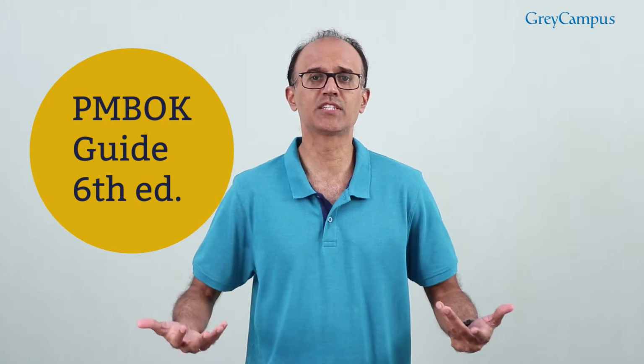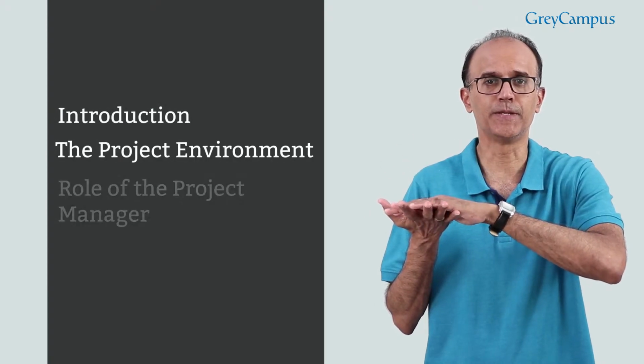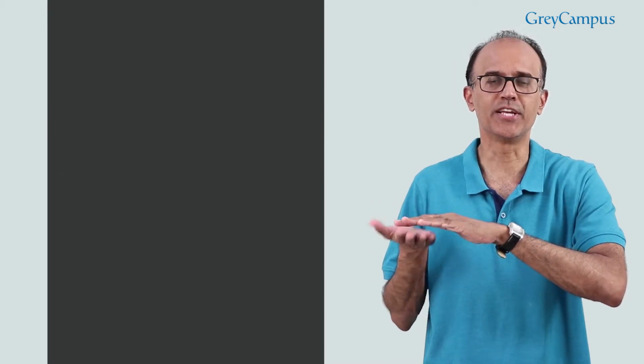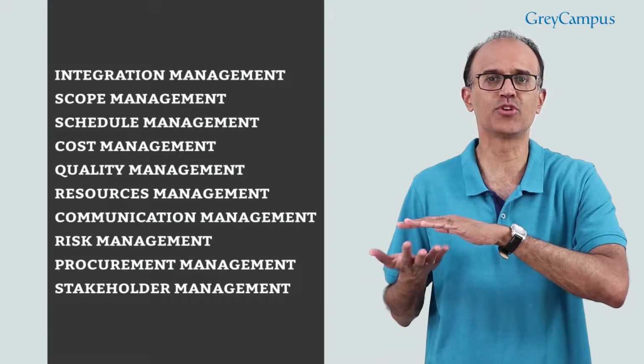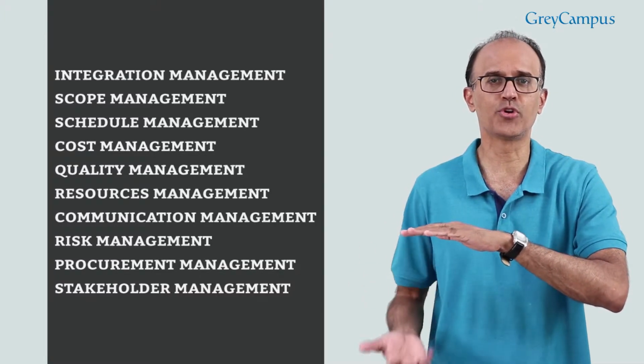Now, before I go into details about what has been added, what has changed, and what has been taken out, let me give you a quick structure about the PMBOK Guide. The PMBOK Guide has 3 chapters, which are the introductory chapters, and then it's got 10 additional chapters on the knowledge areas. So the initial chapters are known as introduction, the project environment, and the role of the project manager. And afterwards, we have all those knowledge area topics like integration management, scope management, schedule management, cost, quality, resources, communication, risk, procurement, and stakeholder.